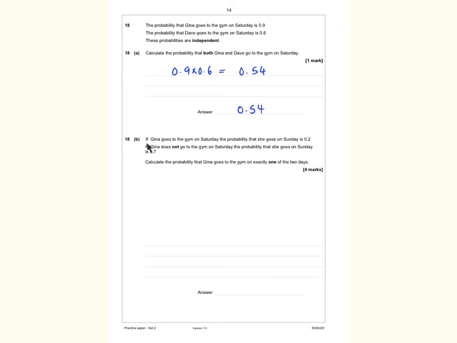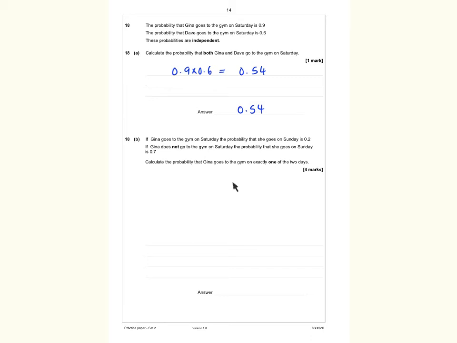Question B. If Gina goes to the gym on Saturday, the probability that she goes on Sunday is 0.2. If Gina does not go to the gym on Saturday, the probability that she goes on Sunday is 0.7. We need to calculate the probability that Gina goes to the gym on exactly one of the 2 days. So exactly one of the days, which means that she either goes on Saturday and does not go on Sunday, or that she does not go on Saturday and goes on Sunday. If they were to say at least one of the 2 days, then we would need to also add that she goes on both Saturday and Sunday.